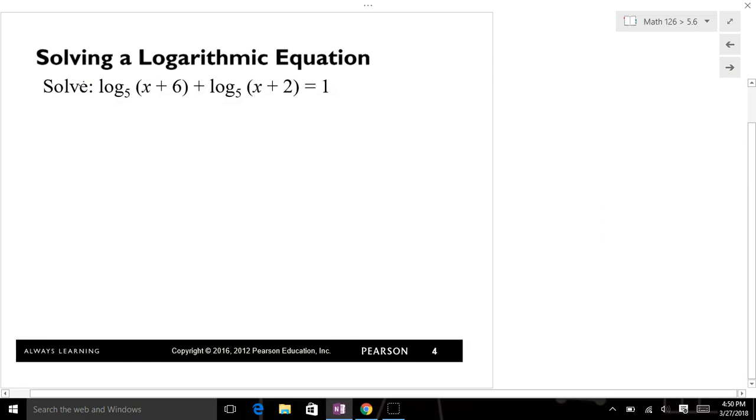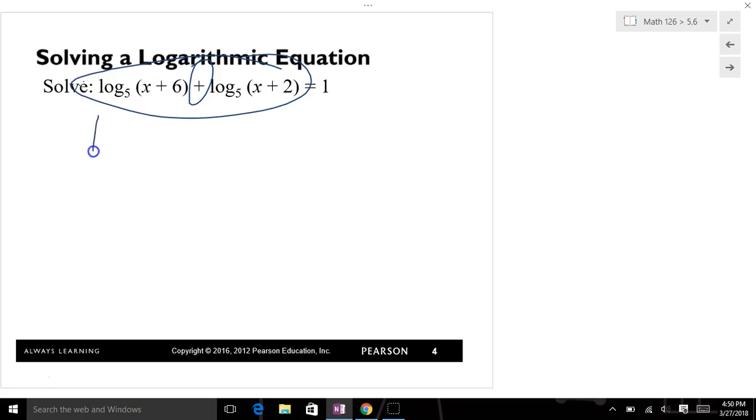Let's do another one here. Notice if I take log base 5 over to the other side, if I subtract one of these two terms on this left-hand side, I'll have 1 minus something, right? So I can't completely isolate the log base 5. So what we do instead is condense this. Since we got a plus between, we're going to use that product property. We get log base 5 of x plus 6 times x plus 2 equals 1. Now it's just one single logarithm.